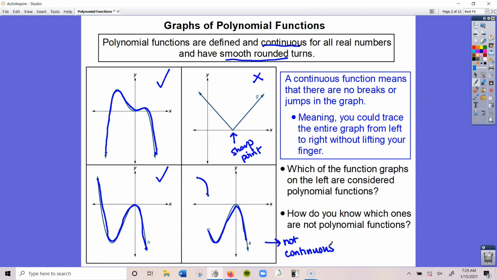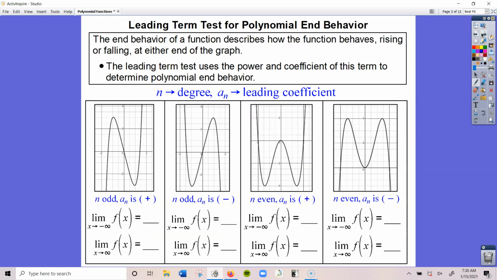So now let's start looking at all of the qualities that we can find based on the polynomial equation. The first thing we're going to look at is the leading term test. Now the leading term test tells us the end behavior of a graph. Now what is end behavior? End behavior basically tells us what the function is doing at the ends, right? So how the graph is behaving at the end, hence end behavior.